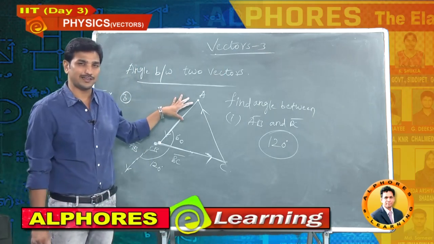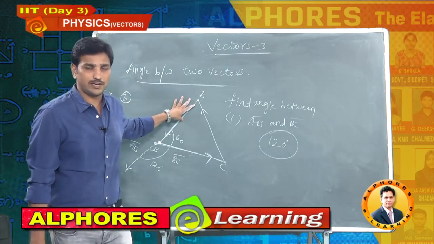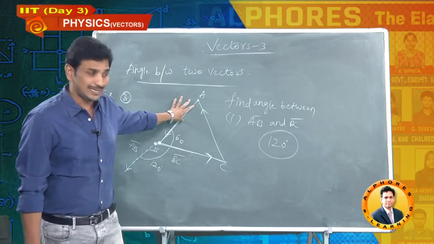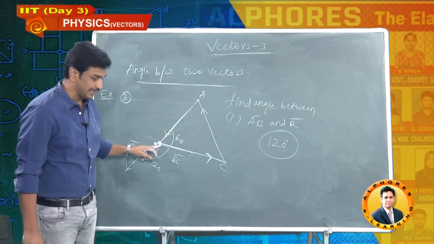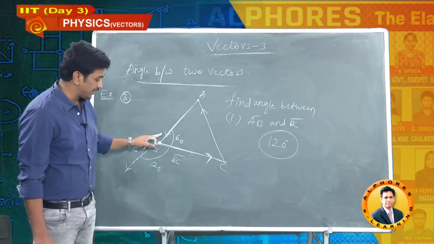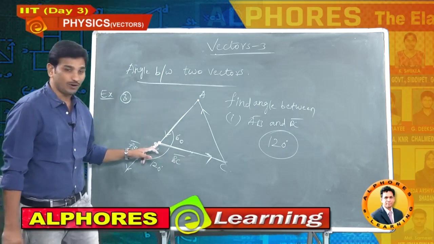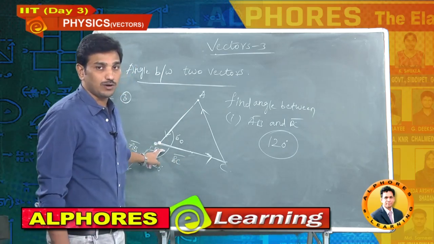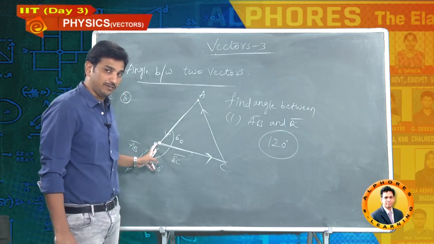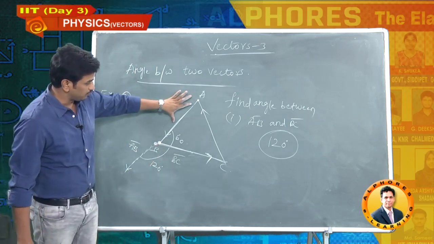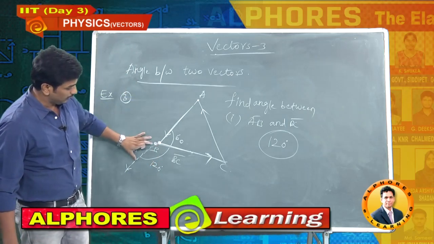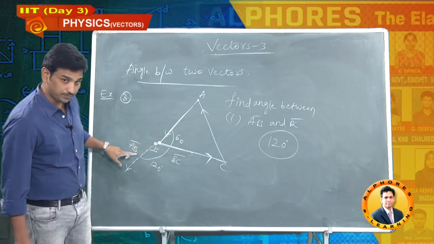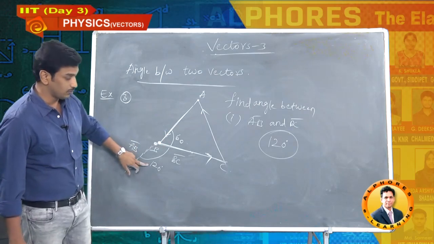Simple concept, parallel shifting. Always when you are calculating the angle between two vectors, just join the tails. Here the head is connected with the tail: AB vector head, BC vector tail joined. We should not join like this when calculating the angle between two vectors. Parallel shifting. This vector I shifted to here. Now tails joined. Now the angle is 120 because this is 60, total 180, so it is 120.